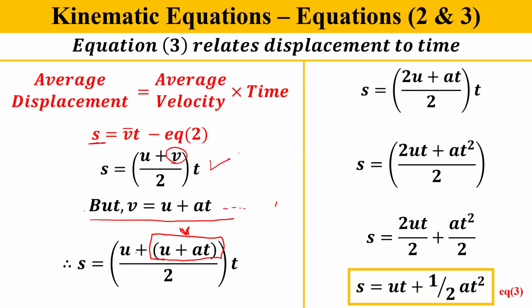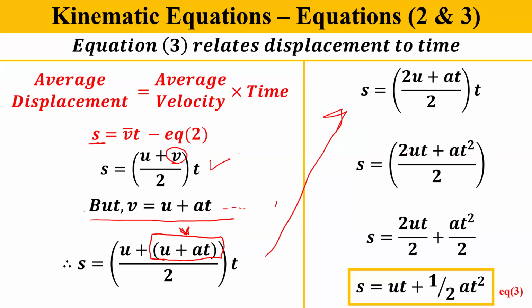So you get 2U plus AT here. So if you look over here, now you have (2U plus AT) times T, and all you need to do now is to simplify this expression. You multiply 2 by T. If you multiply, with 2 in the denominator, you'll get (2UT plus AT squared) upon 2.